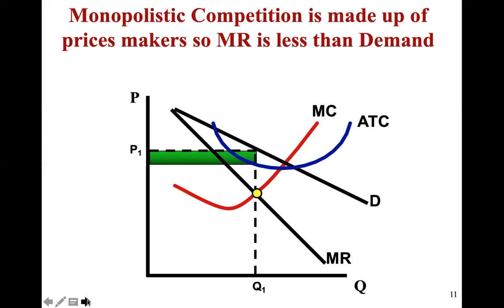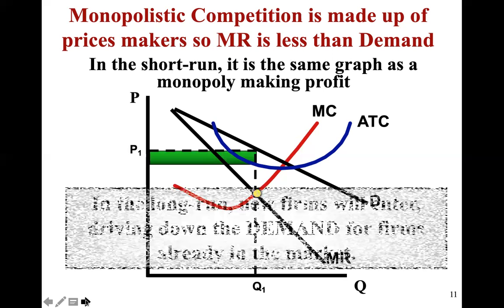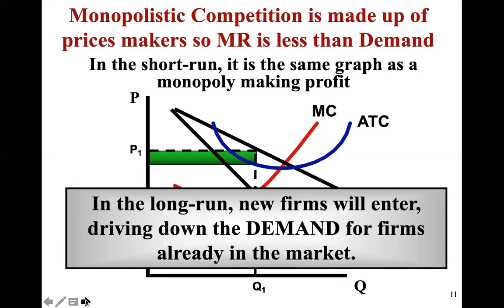What you are looking at right now is a monopolistically competitive firm that is making a short run profit. In the short run, I want you to realize that this is exactly the same graph as a monopoly graph. There's no way we could differentiate that yet. In the short run, a monopolistically competitive firm is exactly the same as a monopoly, and in this case, it's the same as a monopoly making a profit. Here's the difference for this particular market structure. In the long run, firms are going to enter, and when other firms enter our industry, that's going to drive down our demand for firms that are already in the market.